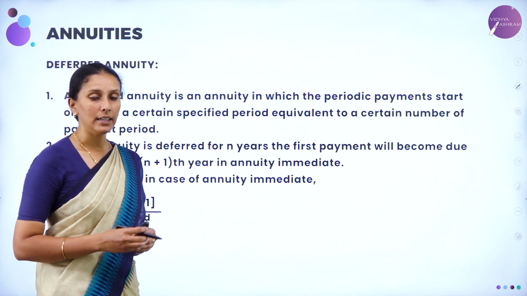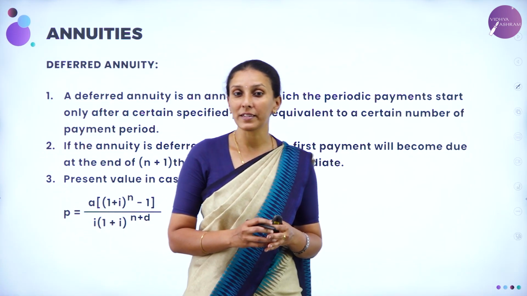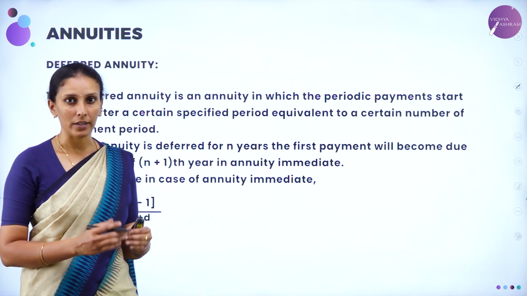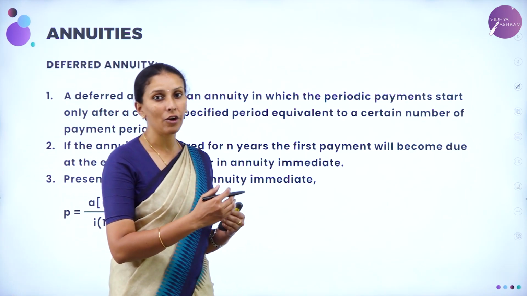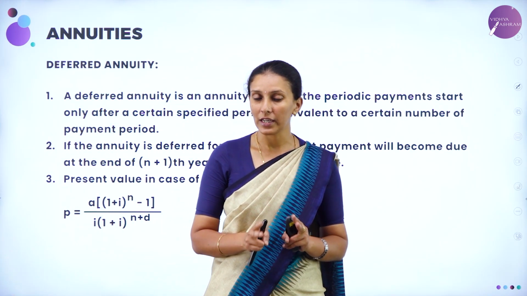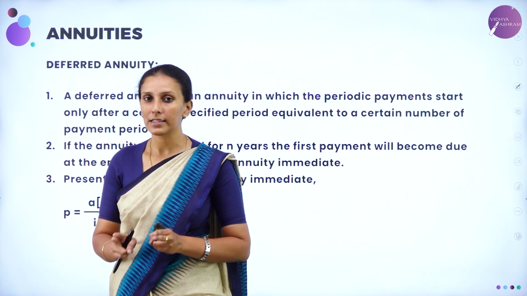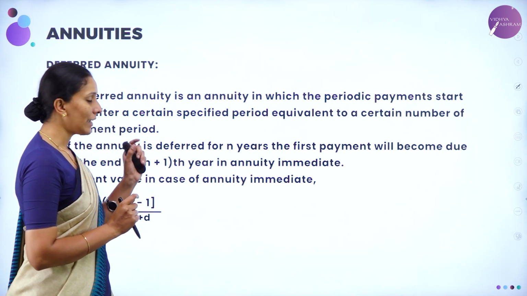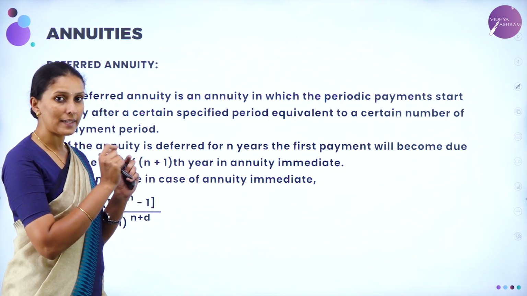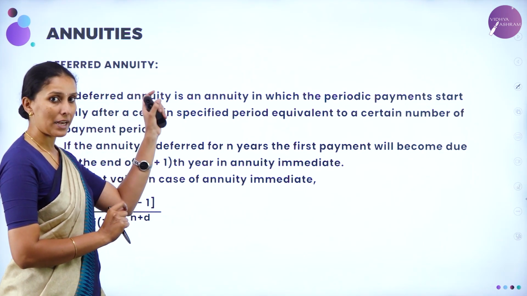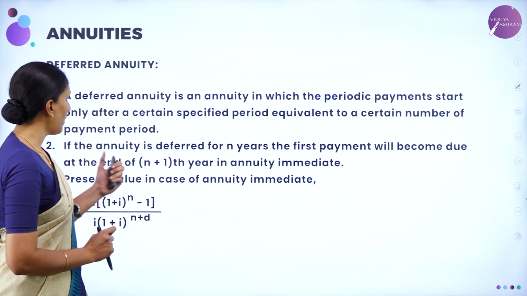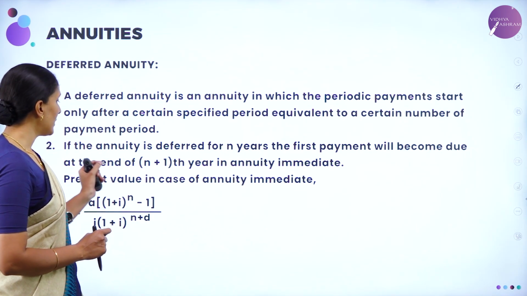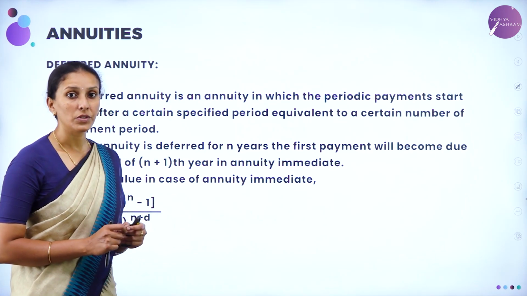For instance, consider a person has taken a loan of rupees 30 lakhs from an employer. Initially he will not pay the loan for the first 2 years. He will start paying the loan at the beginning of the 3rd year. That means for the first 2 years, he has not paid any equal installment for the loan he has taken. That time period which is delayed for paying the installment is nothing but the deferred annuity. So in such cases, if the annuity is deferred for n years, the first payment will become due at the end of the (n plus 1)th year in the annuity immediate.